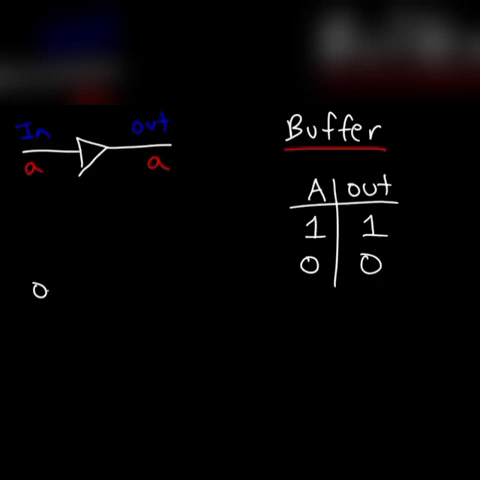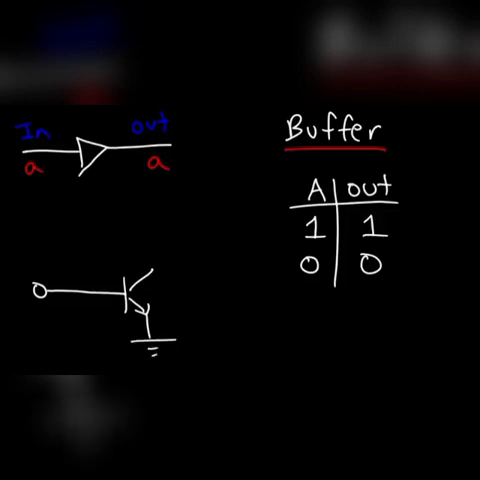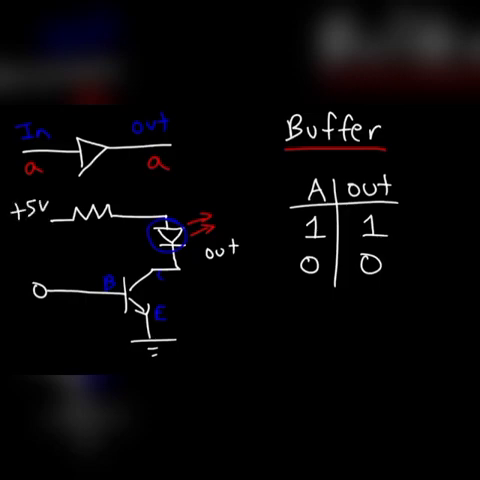Now let's draw a circuit to represent this. The principal element of this circuit will be an NPN transistor. This is the base, this is the collector, and this is the emitter. Now we're going to connect this to a power source, and we're also going to use a light emitting diode. The light emitting diode is going to represent the output of the circuit.